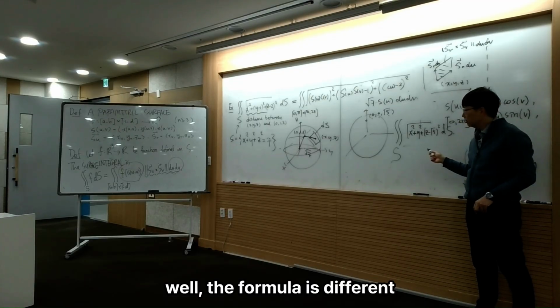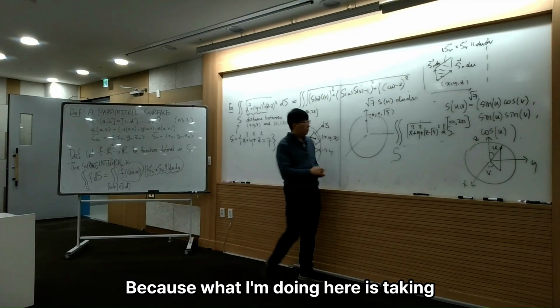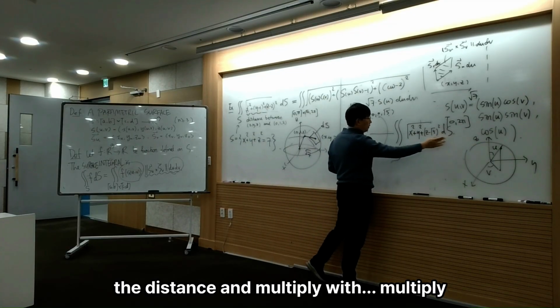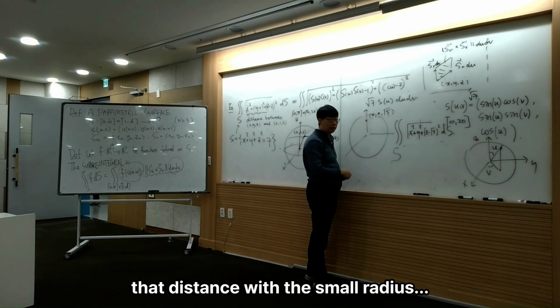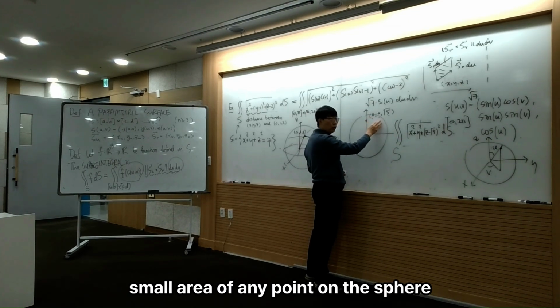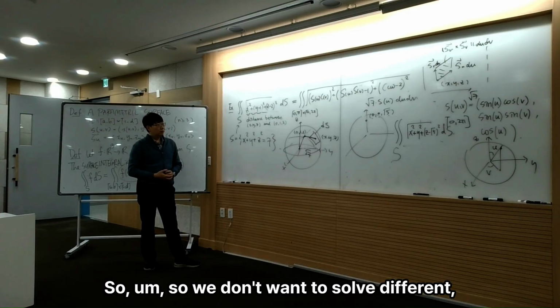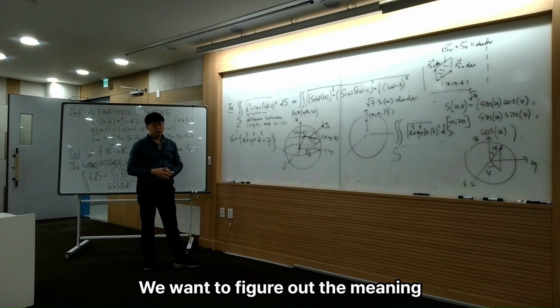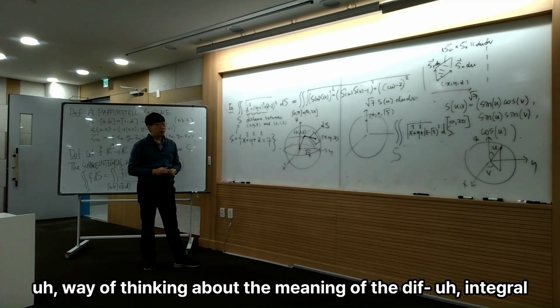well, the formula is different, but the value must be the same as this, because what I'm doing here is taking the distance and multiplying that distance with the small area of any point on the sphere. Make sense? No? That's why I brought this example. We don't want to solve this integral mechanically. We want to figure out the meaning. I think this example gives a good way of thinking about the meaning of the integral.